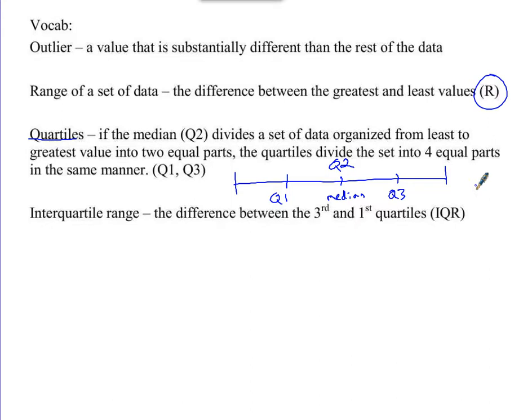The interquartile range. A lot like the range of the entire data set, the interquartile range is just the difference between the third and first quartiles. And we use this abbreviation for interquartile range, IQR. So you'd just be taking this number minus this number instead of the whole thing minus the other side.